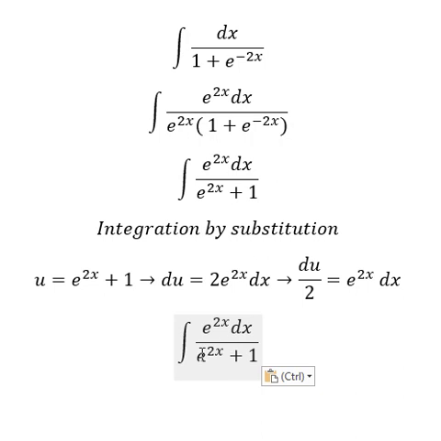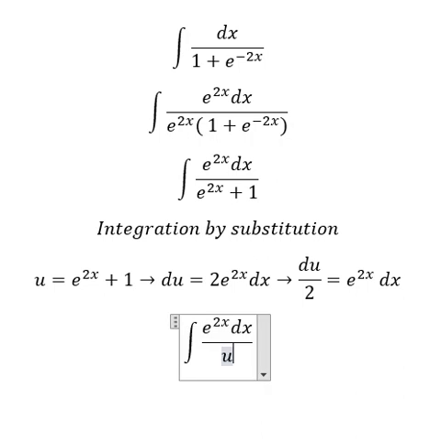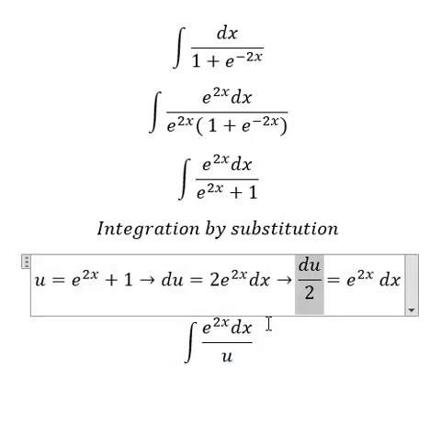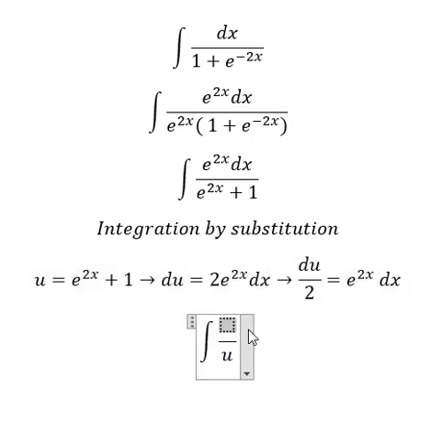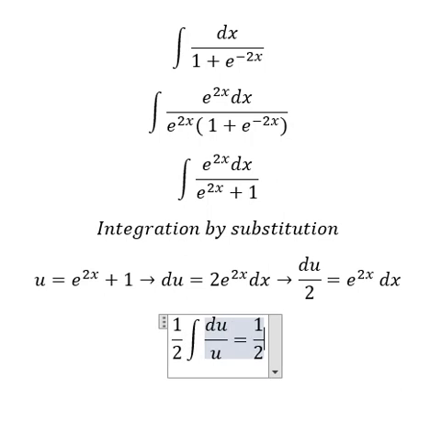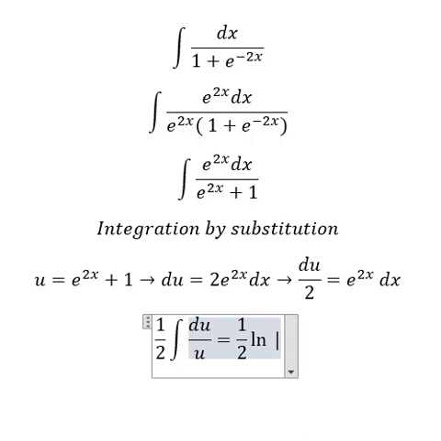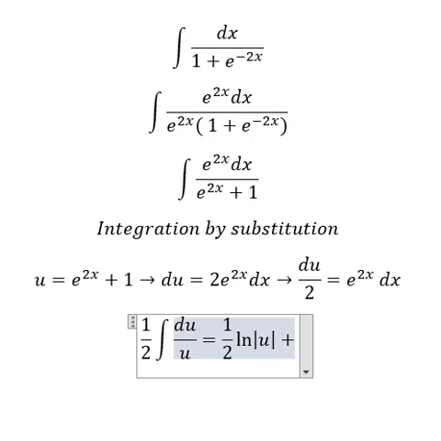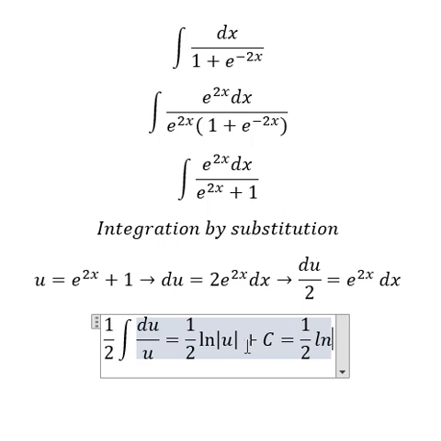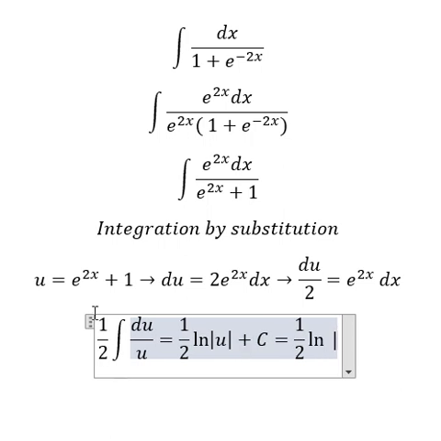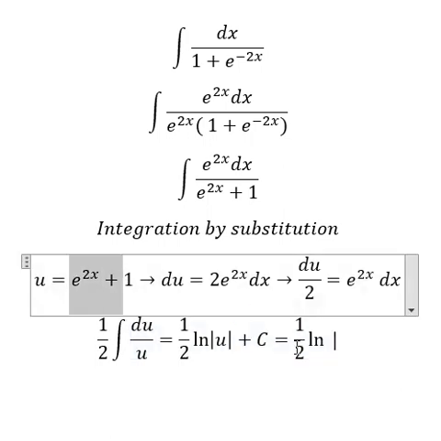This one we change for u. E to the power of 2s ds we change for this one. So the integration of this one is ln of the absolute value of u, plus c. And u is this one.